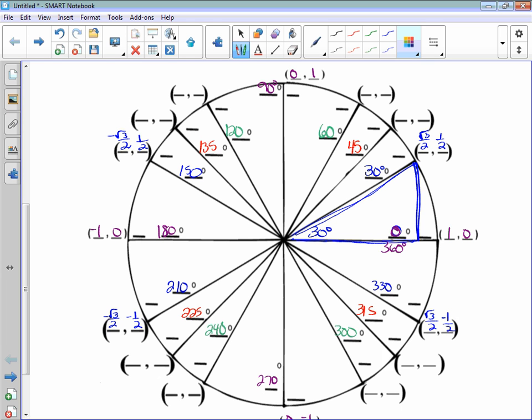Just a second, make sure it's caught up with me. All right, so we're going to look at the 45-degree angle next, which is this 45, 45, 90 triangle, right? Your hypotenuse is 1, because this is the unit circle. What are both legs in a 45, 45, 90 triangle with a hypotenuse of 1? √2/2. So that's your x and your y. Okay, so √2/2, √2/2.